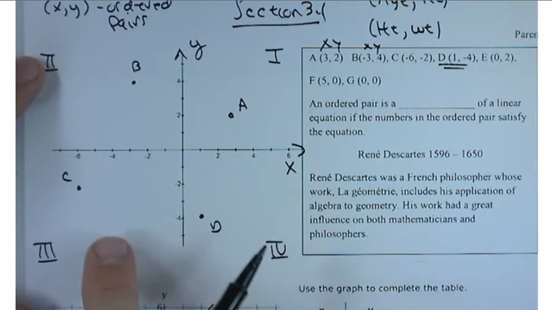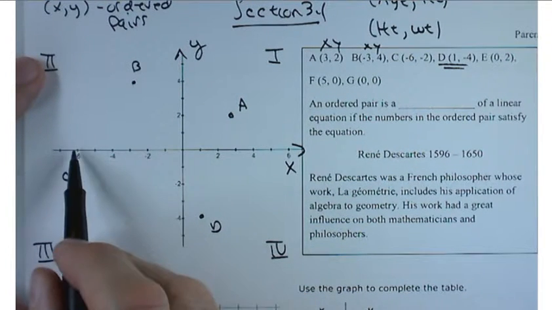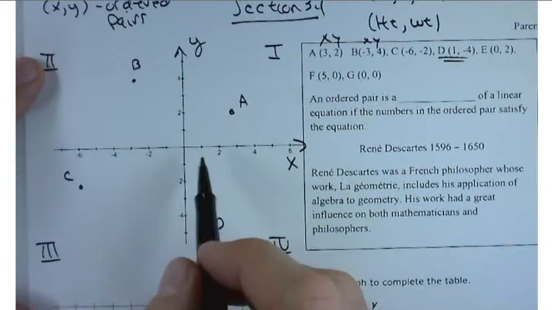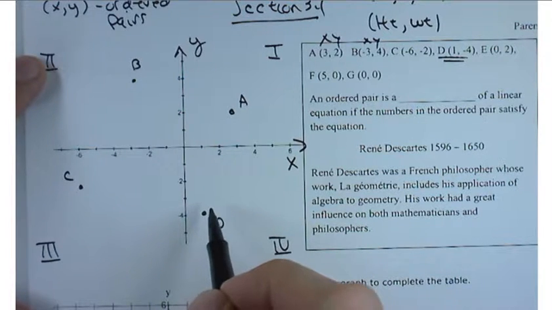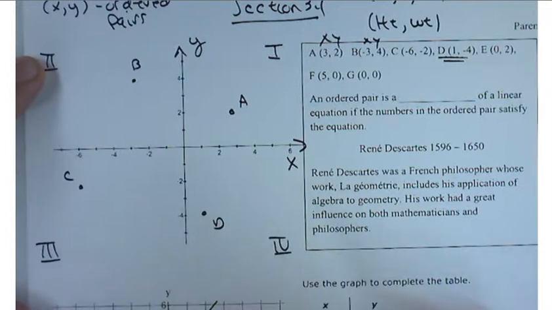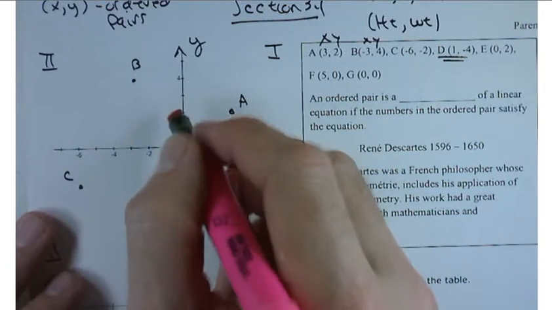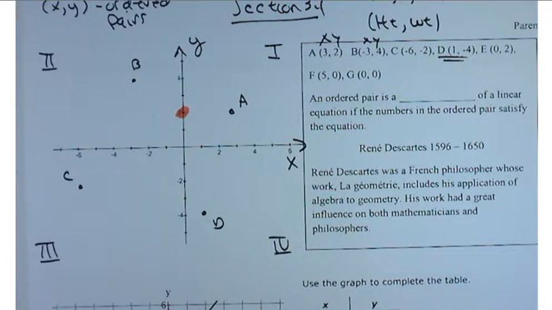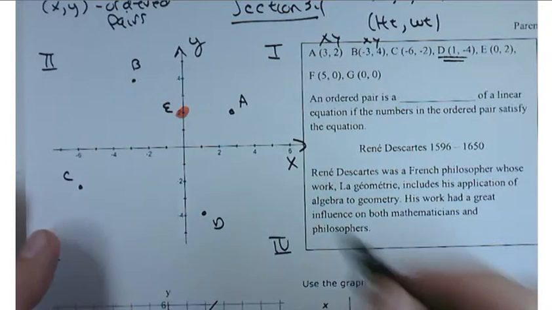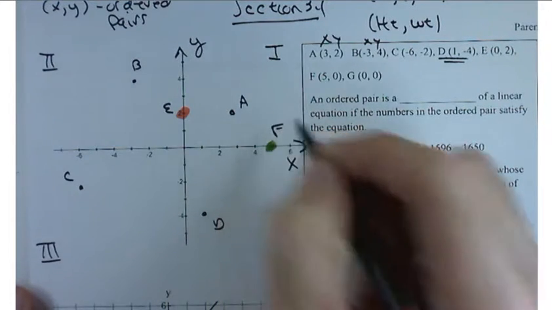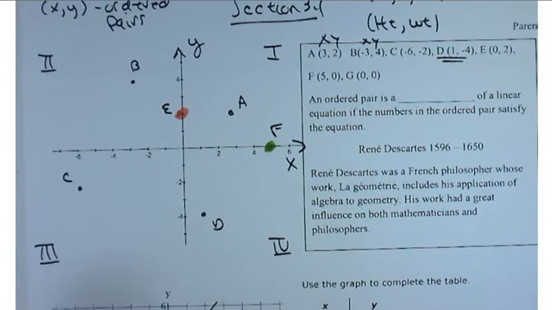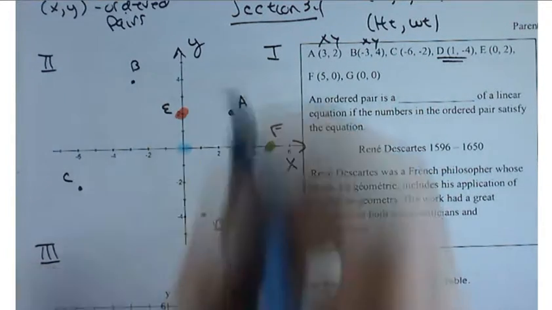So point C is in the third quadrant, -6 for x, -2 for y. D is in the fourth quadrant, 1 for x, but -4 for y. Where's E? Where am I going to find point E? Yeah, on the axis, right? E is right up here at 0, 2. So that's E. How about F? Same kind of thing. It's going to be again on one of my axes, F. And G is a special one. 0, 0, the center of it all.